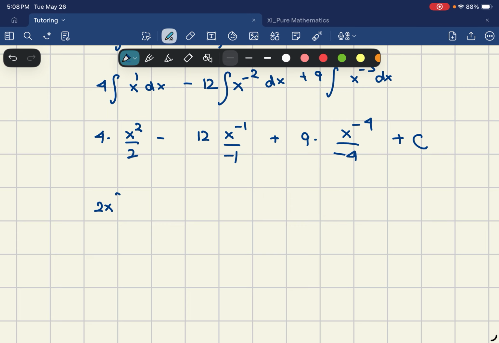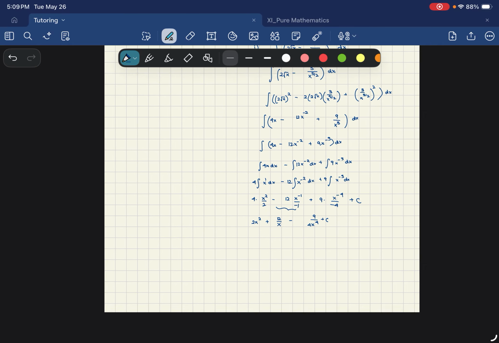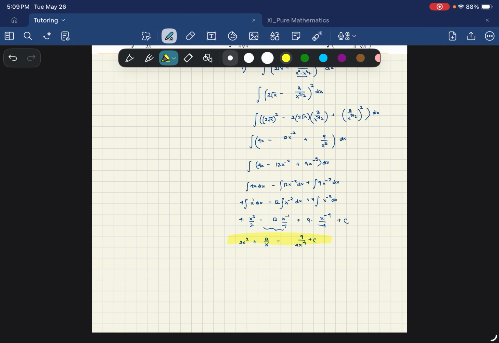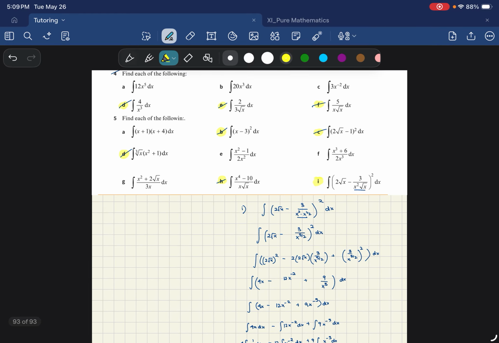So you get 2x squared plus 12 over x. That is going to be your middle term. Your final term is going to look something like this. And we are done with this topic, with the introduction to indefinite integrals. All right, and we are done. That is it. You're done with I. And yeah, see you in the next video.